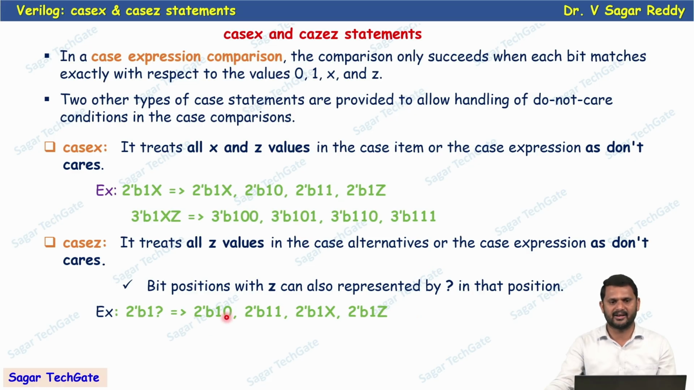This for example is an expression, and this is a case item. Both are matching, and the corresponding statement will execute. We'll see some examples, then we'll get an idea. Clear? Now in this case, 2'bx?, only z is treated as a don't care, not x, in case of casez. Whereas in casex, we consider both x and z as a don't care. But in casez, we consider only z as a don't care. Here the question mark is treated as a z, so we can write x0, x1, xx, xz. All are the same. Clear?